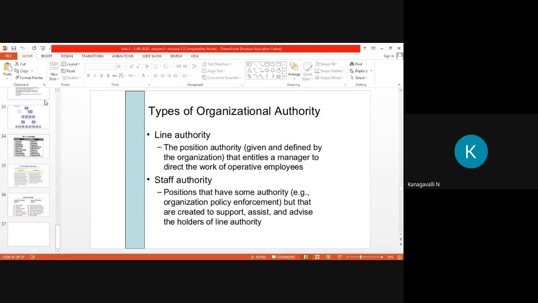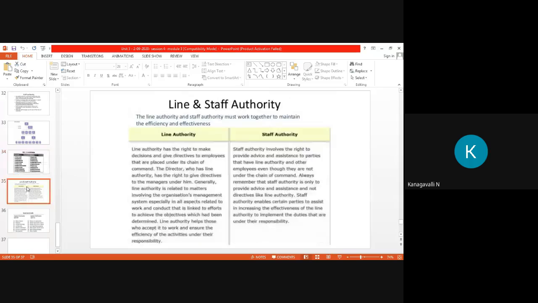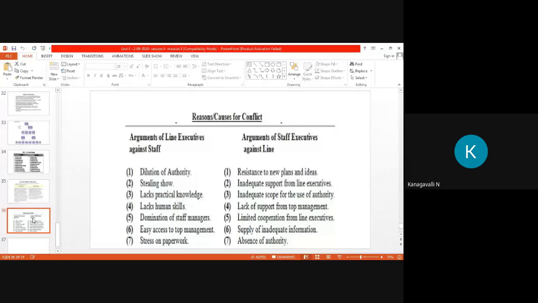In this class, we saw many differentiations and a comparative analysis of these two authorities. Then the various work factors, who has the main role, who is the superior, and which one is more effective and efficient. All these parts are covered in today's class. Finally, we completed this topic with the reasons and causes for conflict: arguments of line executives against staff, and arguments of staff executives against line. So you conclude with these comparisons. Up to this, today's class is over.